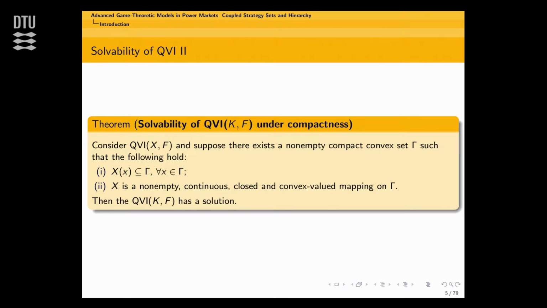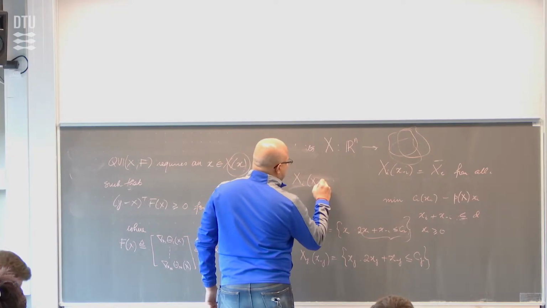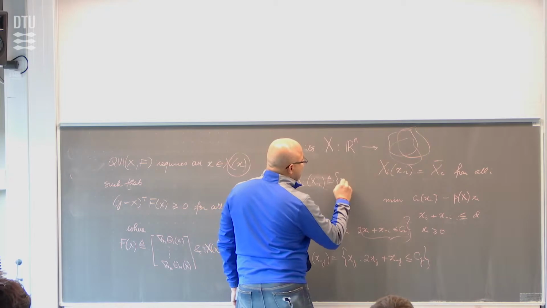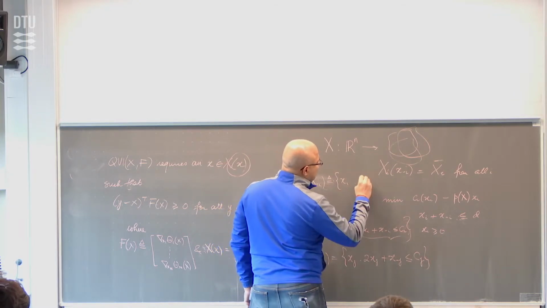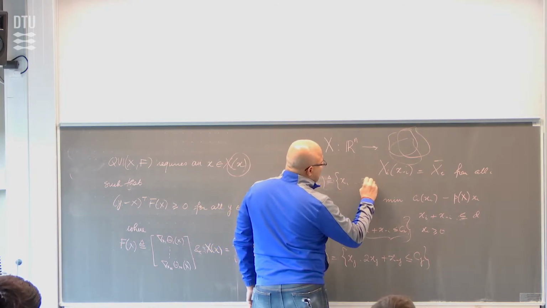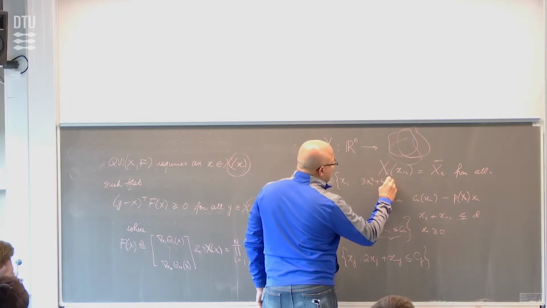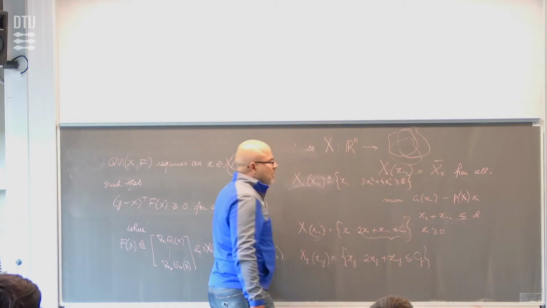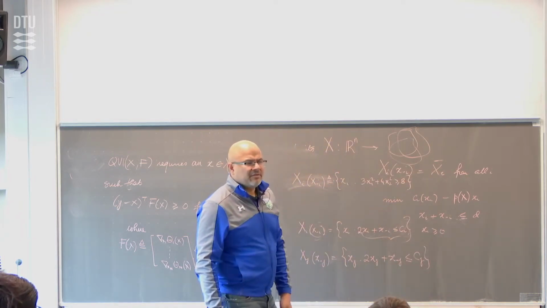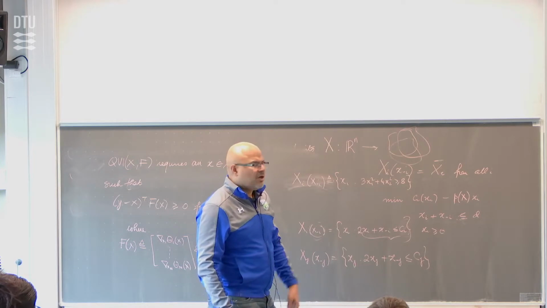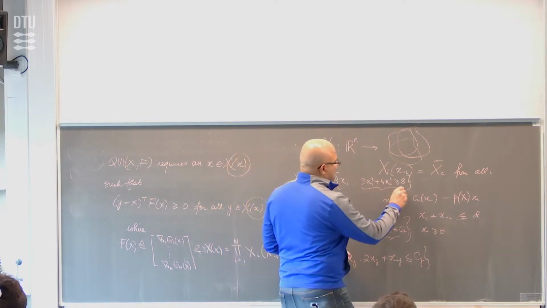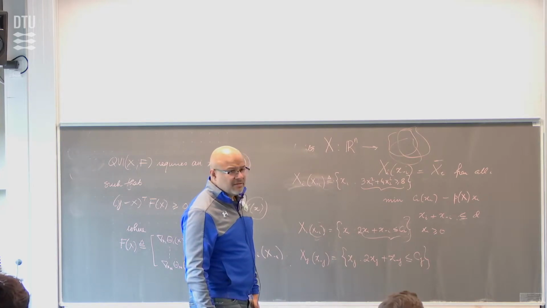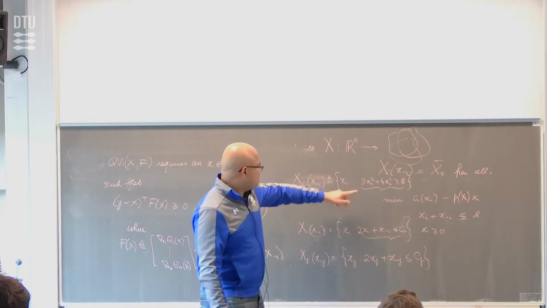this as the requirement. X_i of x_{-i} could be defined as a set of x_i such that 3x_i squared plus 4x_i x_2 squared is greater than 8. Now, is this set convex or concave? Well, not concave, you don't say concave sets. I mean, is it convex or not? Right? Is it? So what is this set?